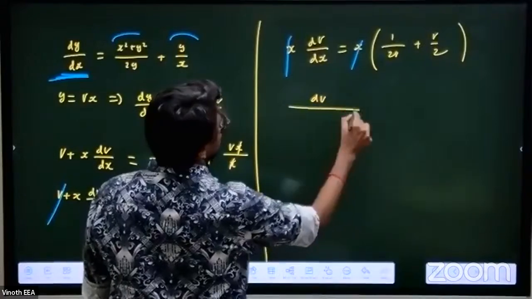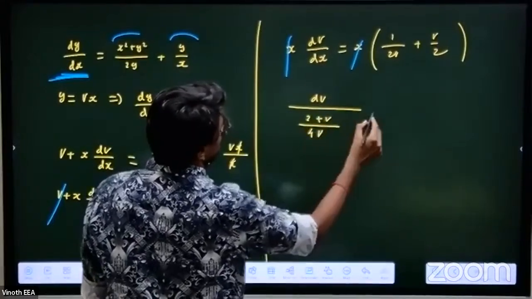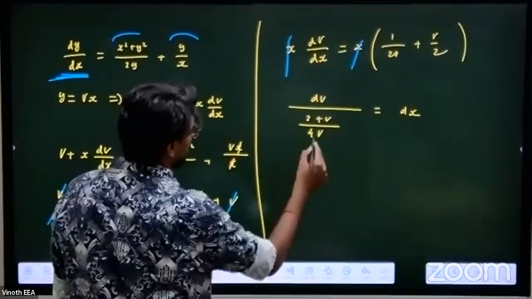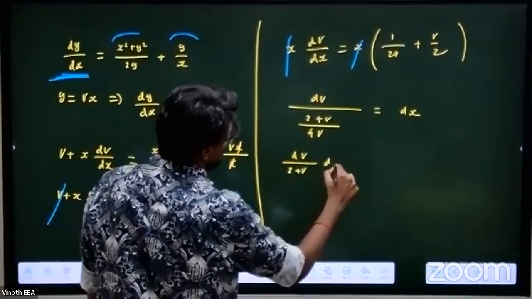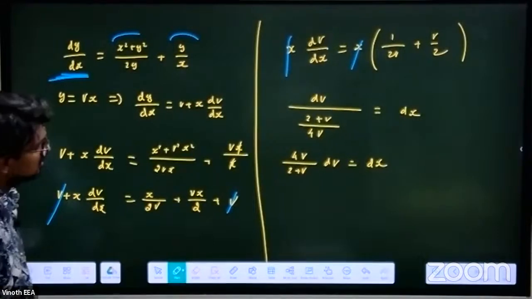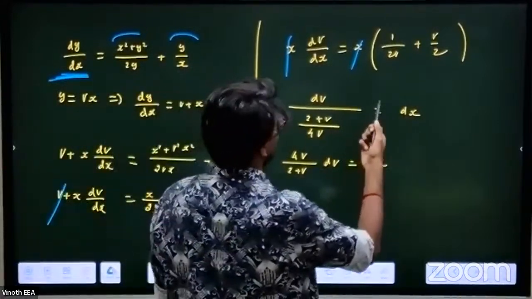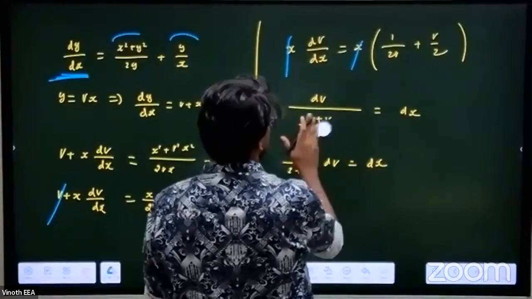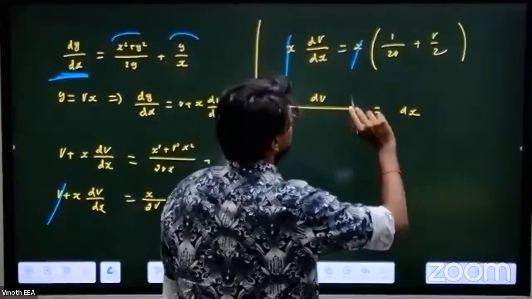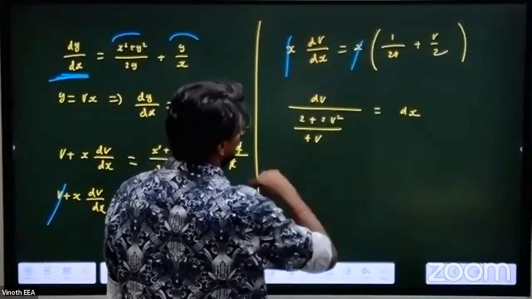Okay, dv by, you can take LCM, that will be better. Okay, 2v 2 plus v by 4v, which is equal to dx. Okay, 4v by 2 plus v into dv, which is equal to dx. I'm sorry, I have taken LCM wrongly. One second. That is 2 plus 2v square by 4v.